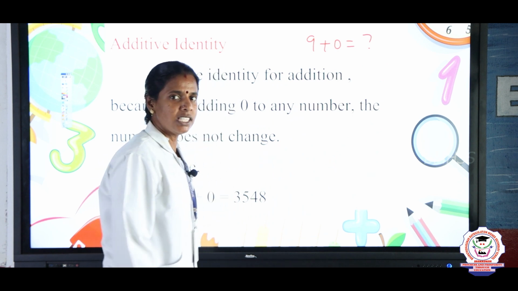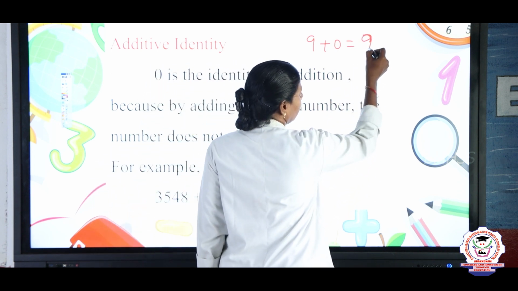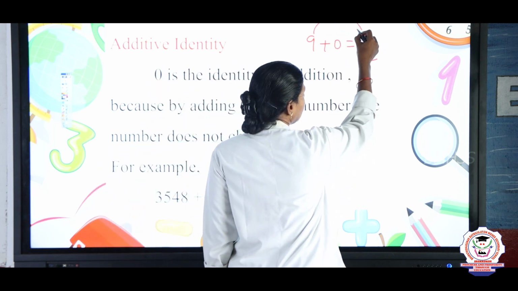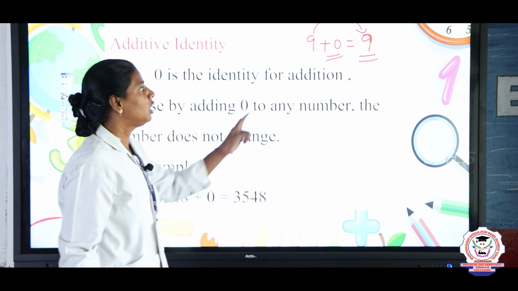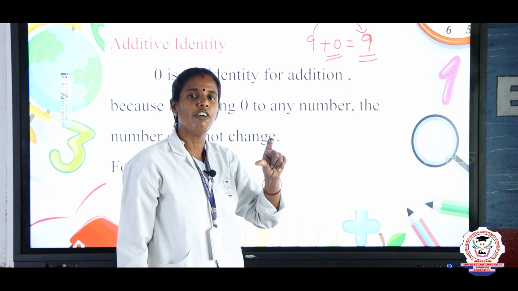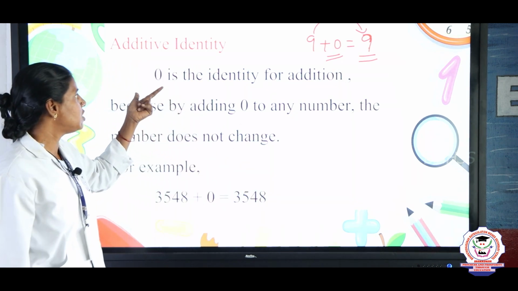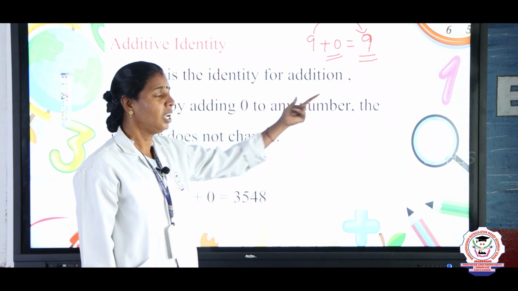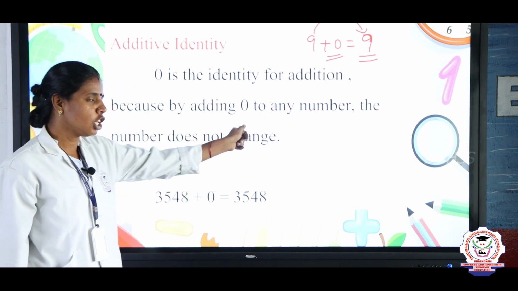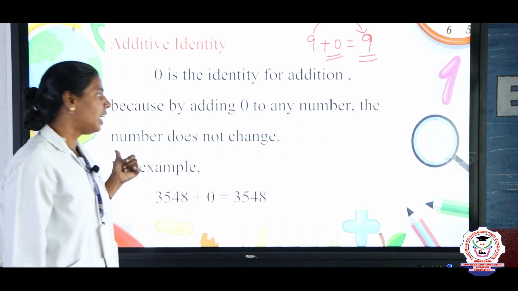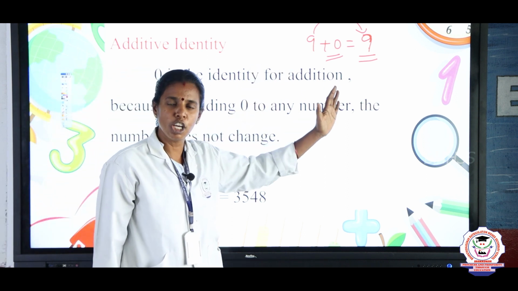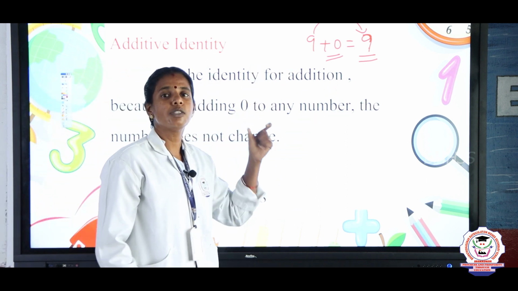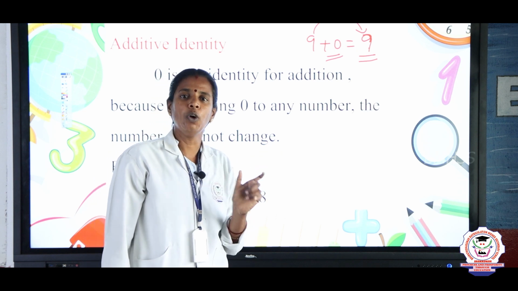9 plus 0 is 9. Right? So whenever you take a number and add 0, we will get the same answer. So that's why 0 is the identity for addition. That is the definition: 0 is the identity for addition, because by adding 0 to any number, the number does not change. Whatever number it may be, if you add 0, it will give the same answer. That's why 0 is called the additive identity.